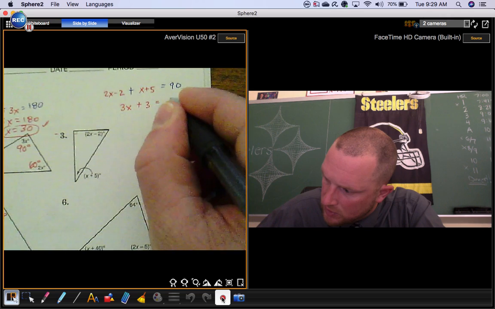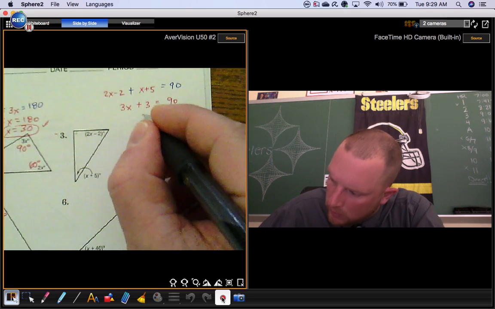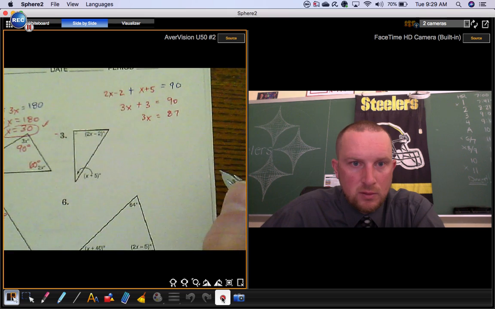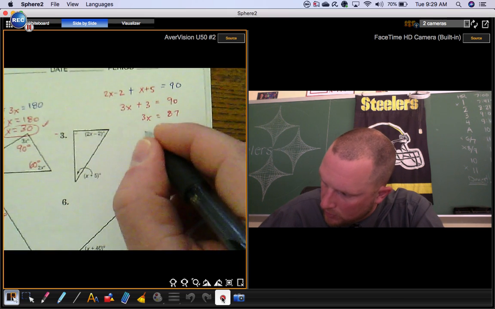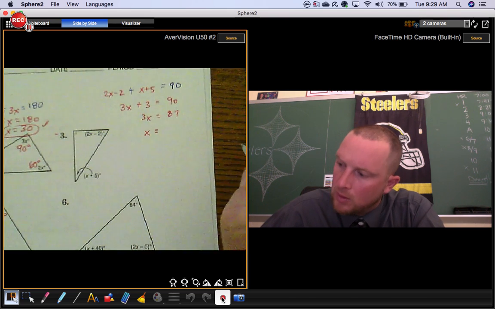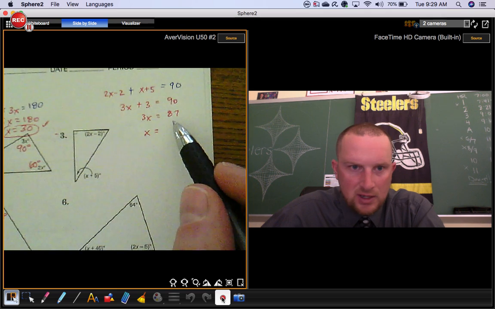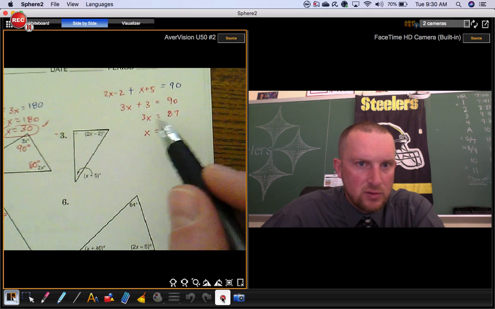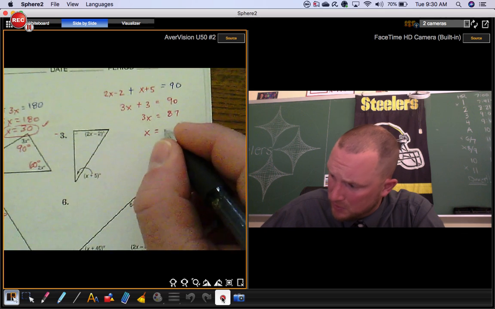Combine your like terms. Subtract 3 from both sides. Then divide by 3. So 3 goes into 87. Well, 3 goes into 90 30 times. So 3 goes into 87 29 times.